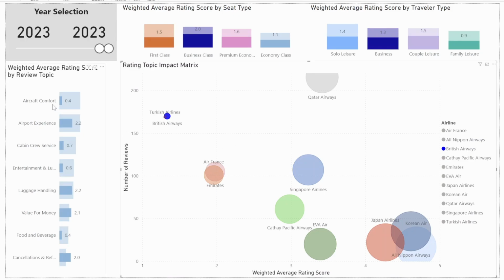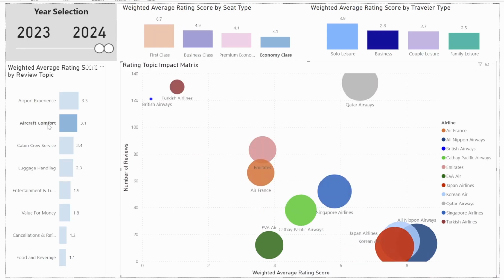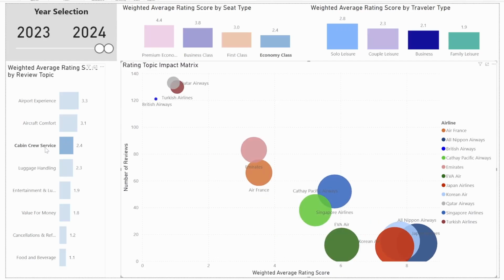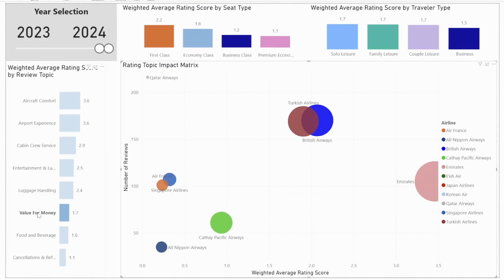Therefore, by dynamically filtering according to each topic and customer demographic, we could conduct competitor analysis by looking at how each airline is performing in relation to their peers within the industry, and also potentially identify what steps they could take to resolve their issues or further improve their competitive advantage in the market.